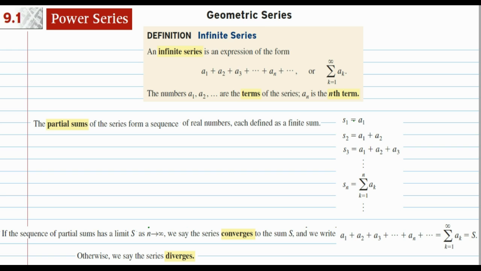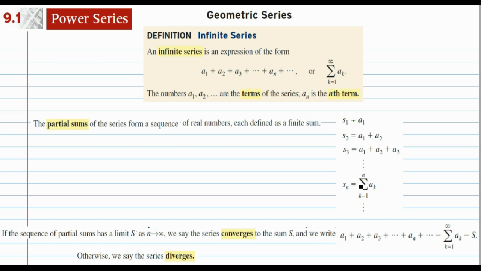So a geometric series is an infinite series in the expression of the form a1 plus a2 plus a3 plus a4, etc., or the sum from k equals 1 to infinity of a sub k. Now these numbers are terms in the series. So the partial sum would be maybe you're adding up one term or two terms or three terms or four terms, five terms. Eventually you end up with n terms. A partial sum is the addition of n terms.